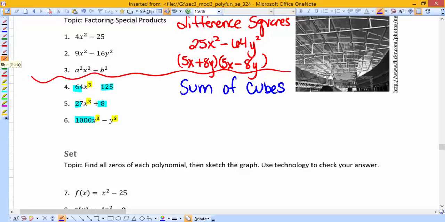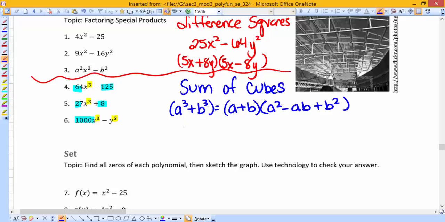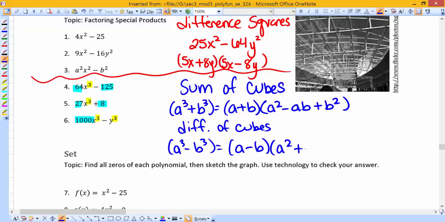So for the sum of cubes, the formula is, if I'm adding cubes together, they're going to become a plus b. So you have to identify a and b. Then it's times a squared minus ab plus b squared. And then for the difference of cubes, that's when it's a cube minus a cube. You're going to have a minus b, a squared plus ab plus b squared.